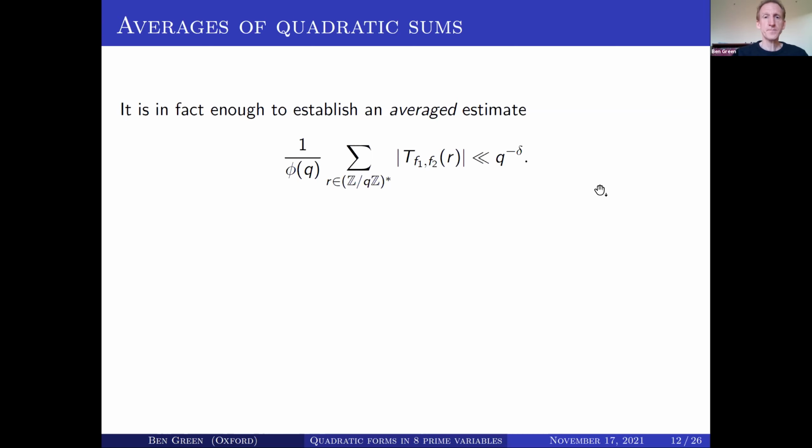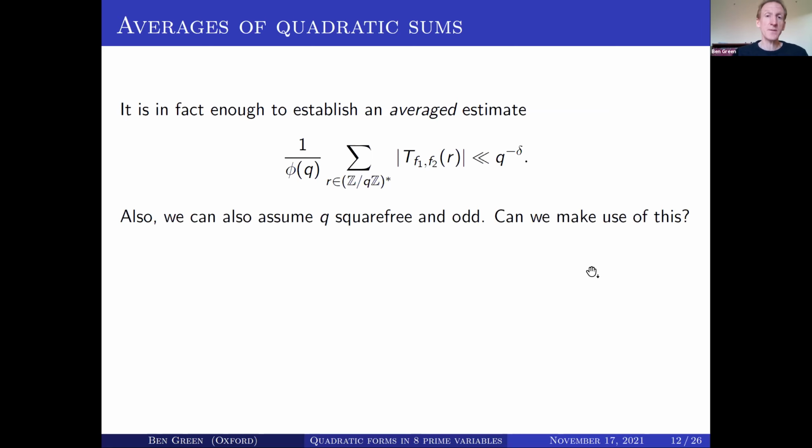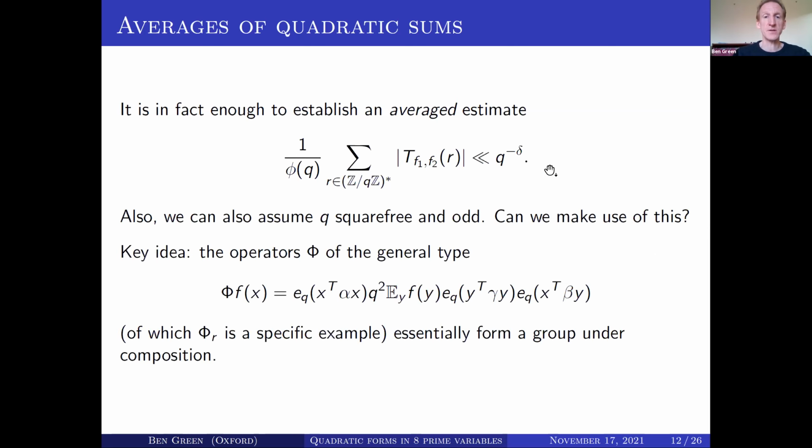Great. Okay. So by being even a bit more careful, you can also restrict to q being square free and odd, which is super helpful later on, as we'll see. So the question then is, can I hope to prove this average estimate? And here is where the key idea of the paper comes in.